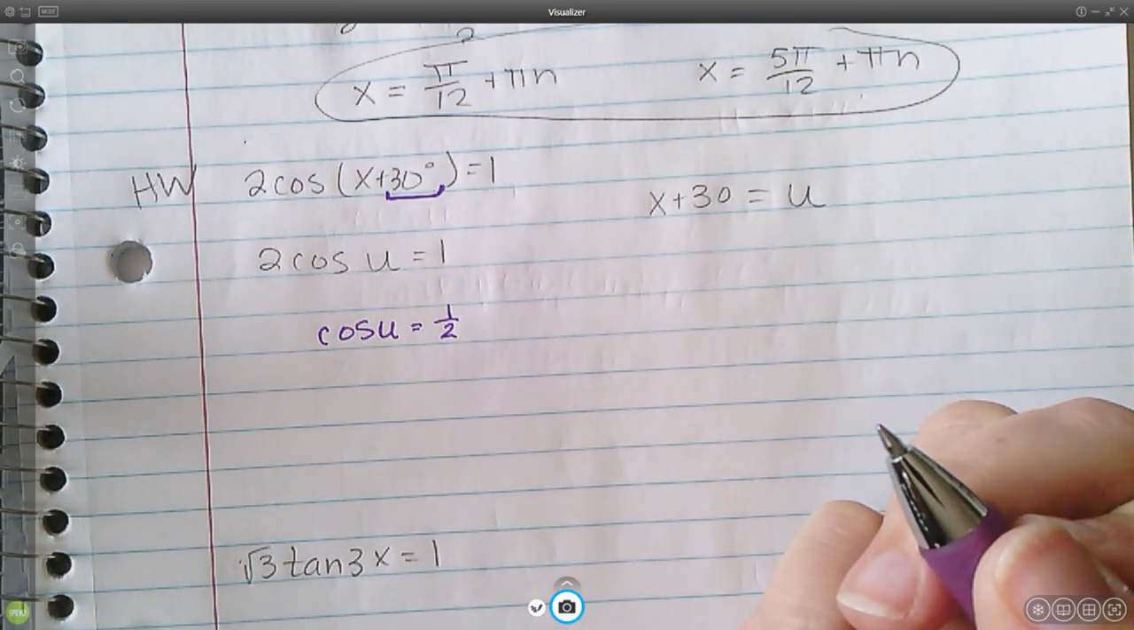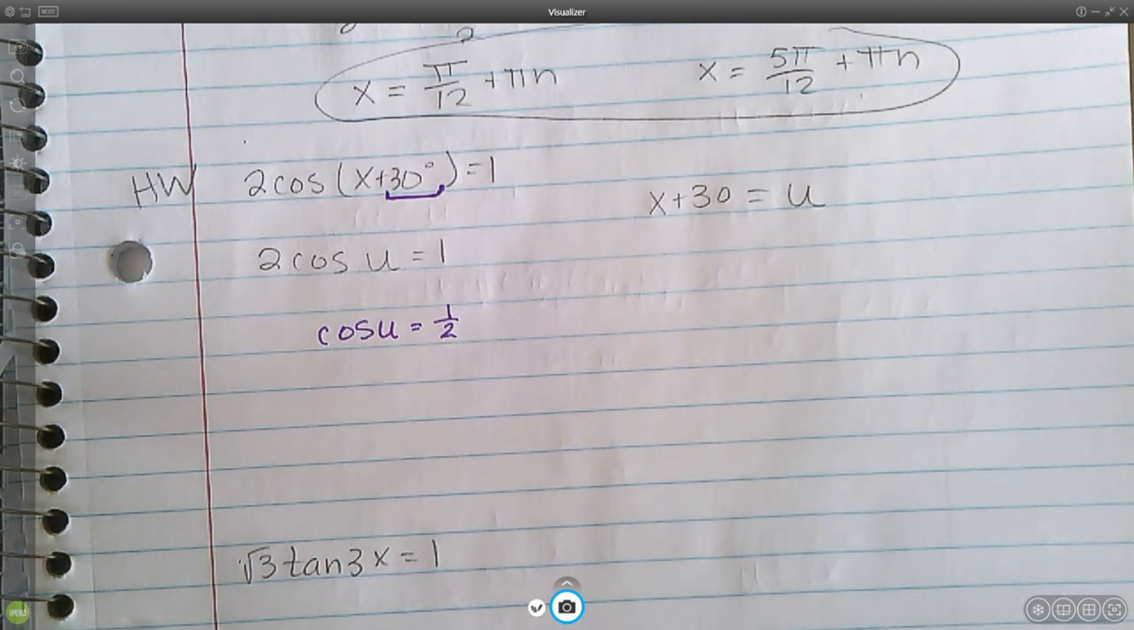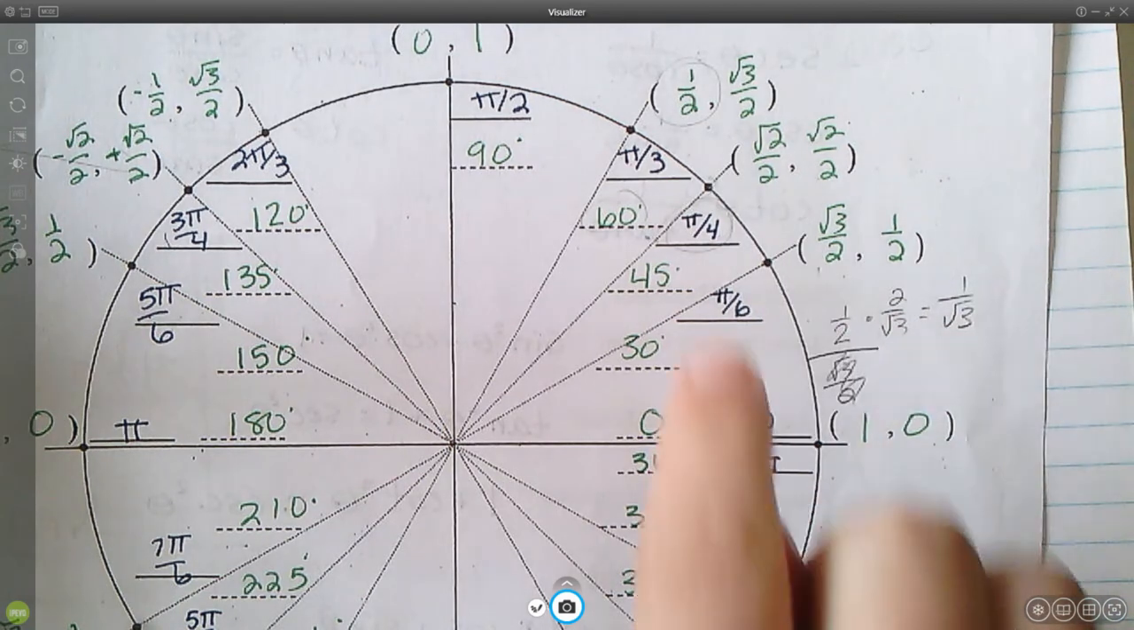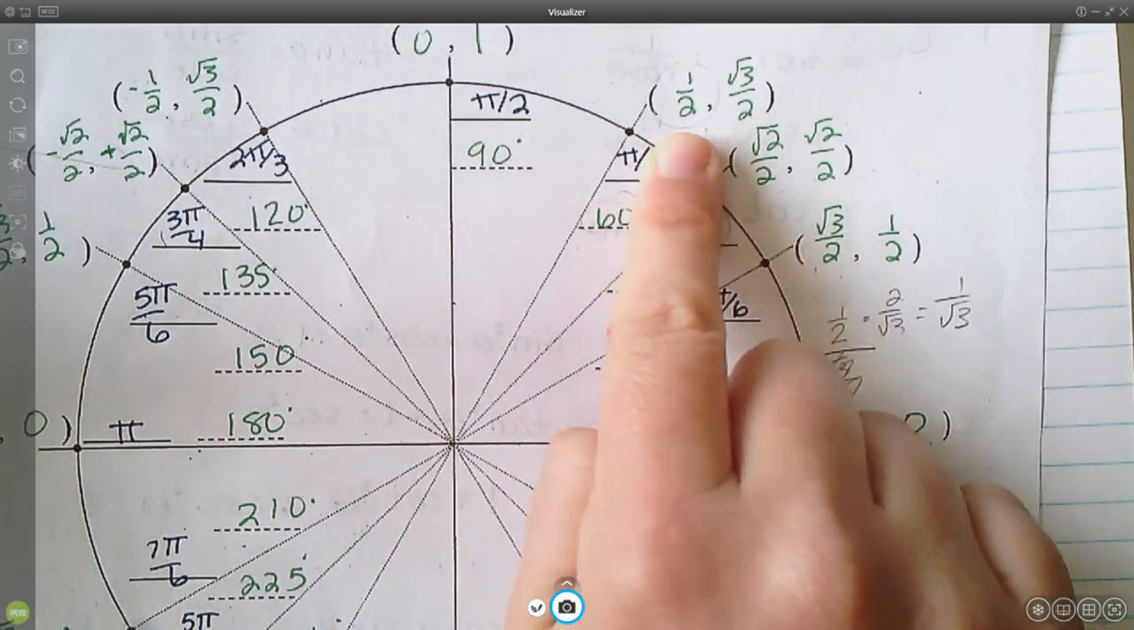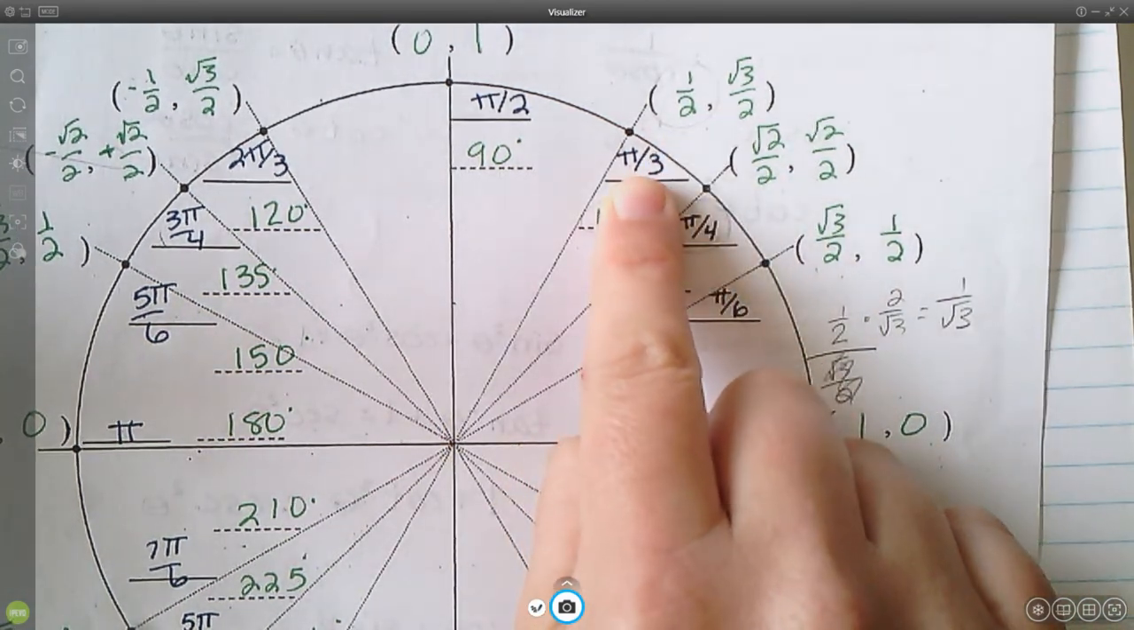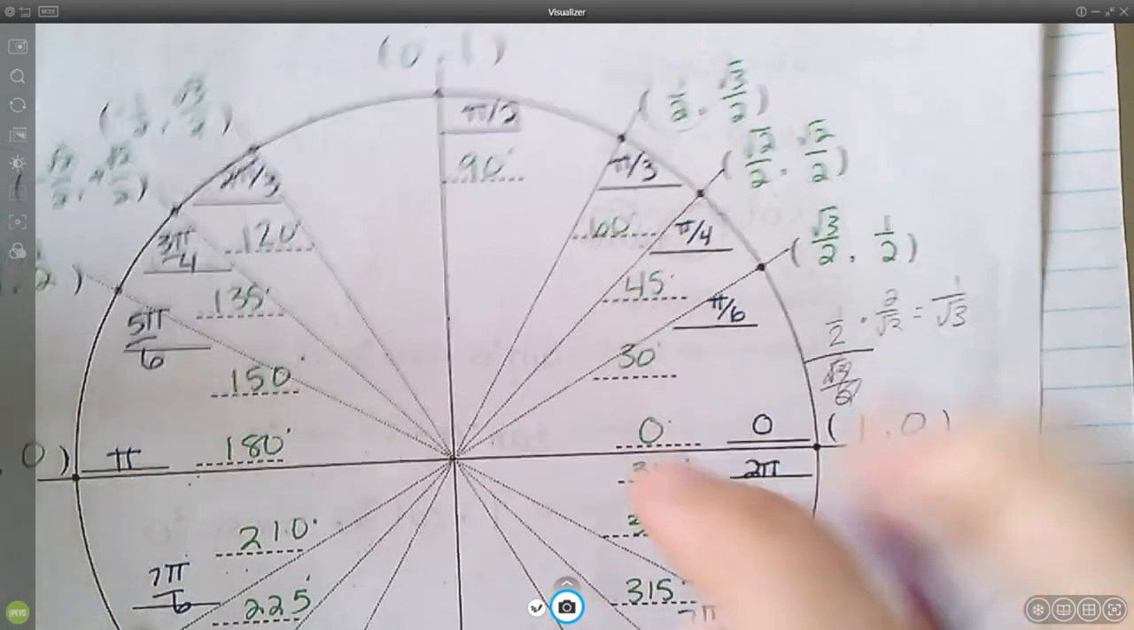If you go to your unit circle, we want to find where cosine is 1/2. So cosine is your x value. So we have this one. And don't forget, we don't want radians this time, we want degrees. So we have 60 degrees.